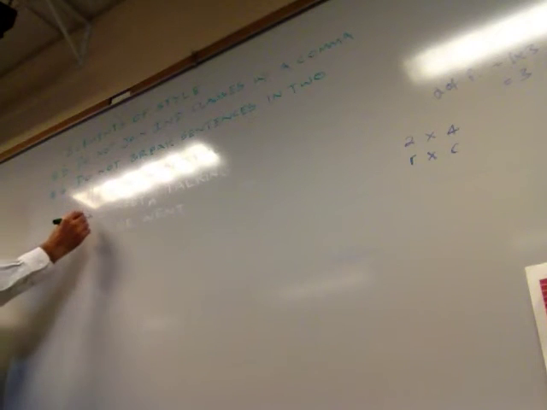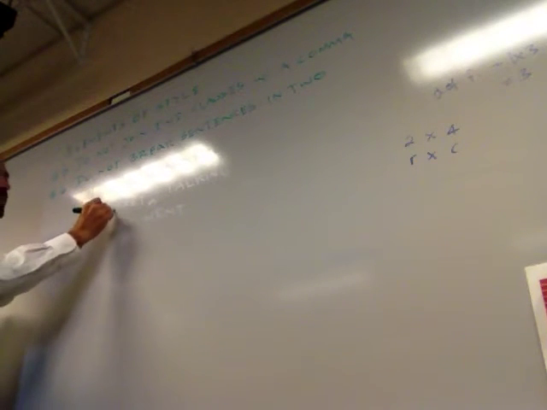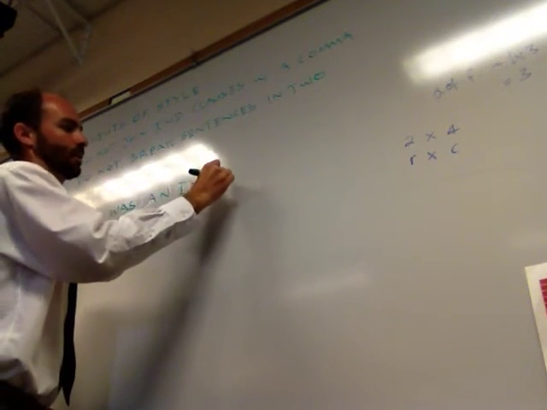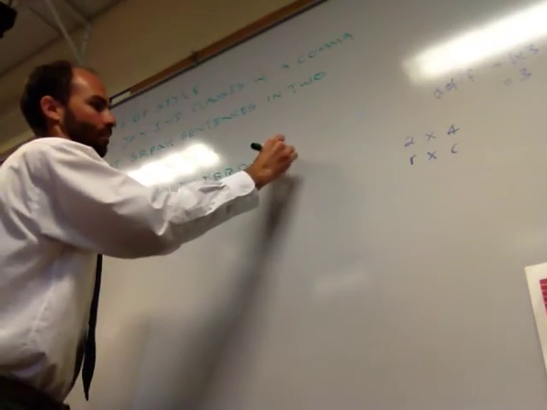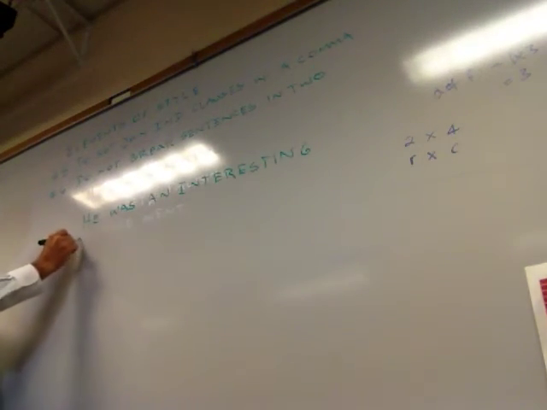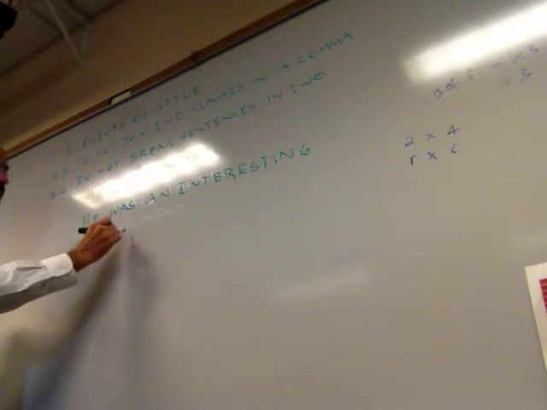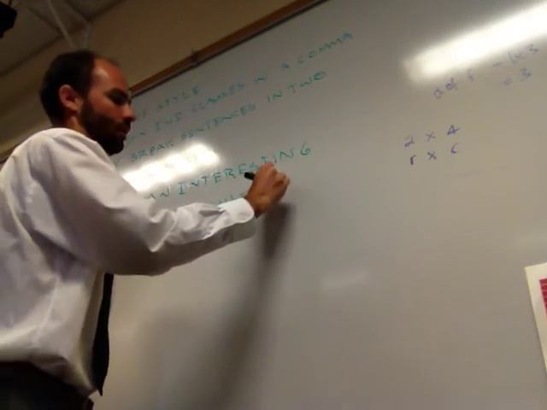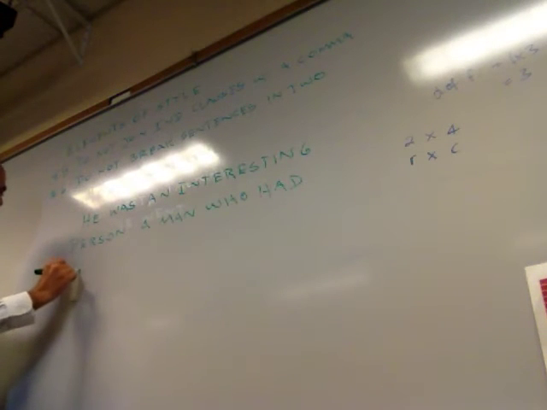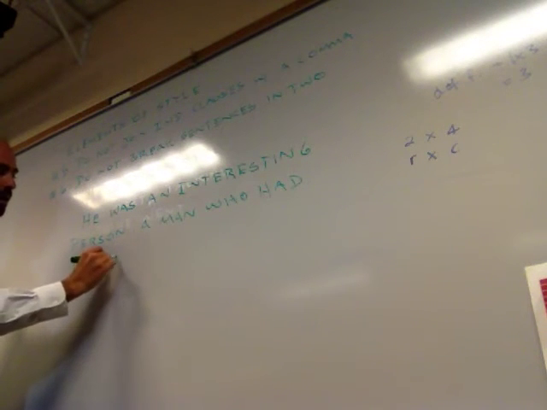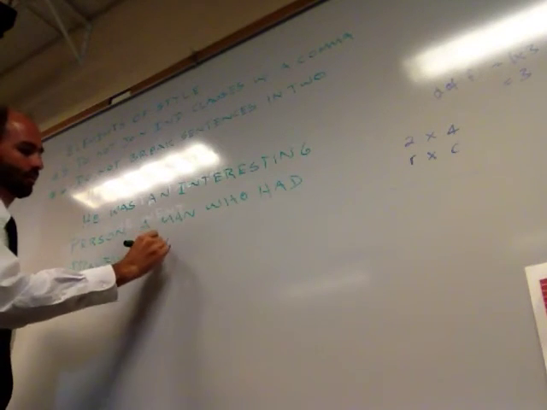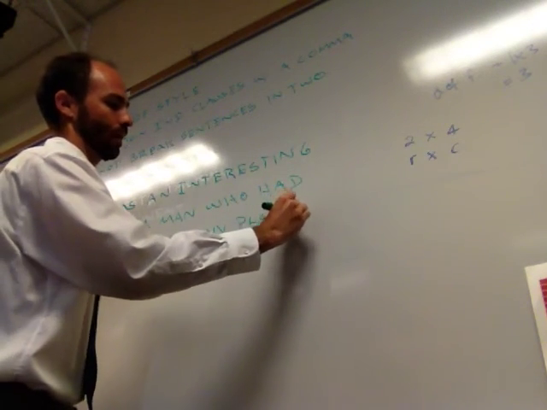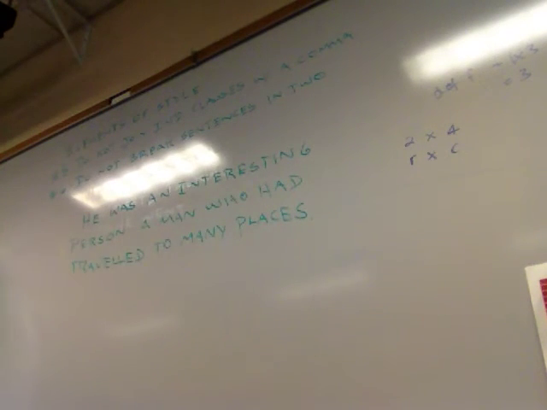Okay. Now, another common error, okay, is one that deals with appositives. Okay. So if I had a sentence like he was an interesting person, and then I say a man who had traveled to many places. Okay, so again, do we have two sentences here or one? Okay, that's the question we have to ask ourselves. And then we have to punctuate accordingly. He was an interesting person, a man who had traveled to many places.